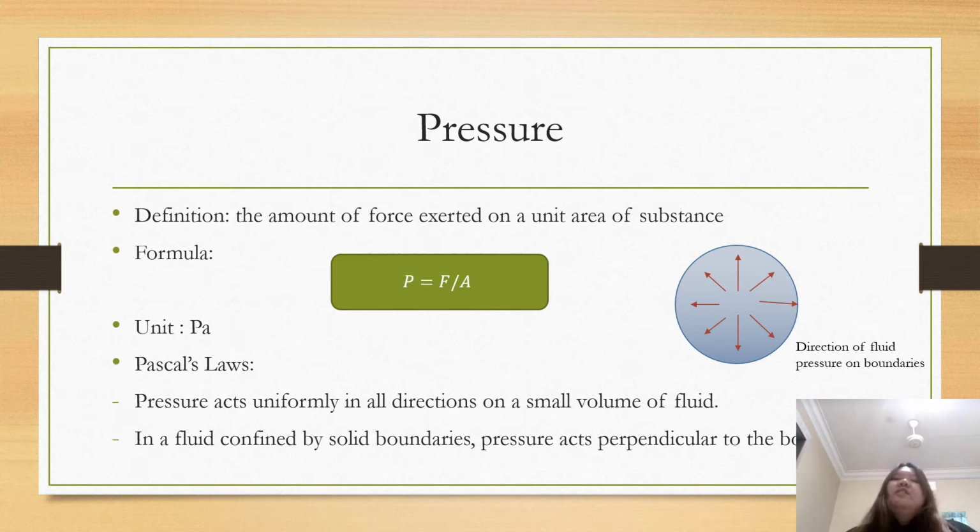Next is pressure. The definition of pressure is the amount of force exerted on a unit area of substance. The formula is P equals F over A, force over area, and the unit is Pascal. Pressure follows Pascal's laws. The first one is pressure acts uniformly in all directions on a small volume of fluid, as you can see in the picture on the right-hand side, which shows arrows in the direction of fluid pressure on boundaries. The second law is in a fluid confined by solid boundaries, pressure acts perpendicular to the boundaries.